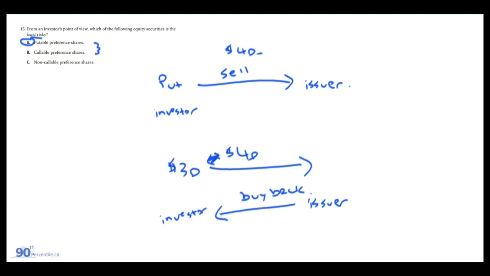So from their perspective, they can buy it back at, let's say, 40, and the stock price goes up to 50. So the issuer will buy it back at 40 and then either hold on to it or sell it into the market at 50. So the call option benefits the issuer while the put option benefits the investor.